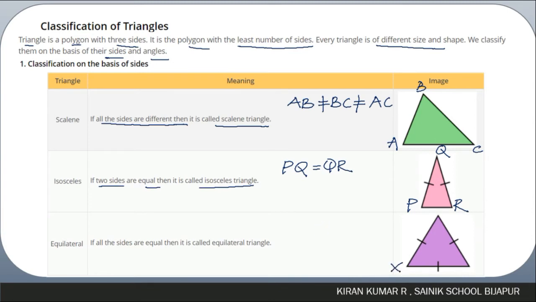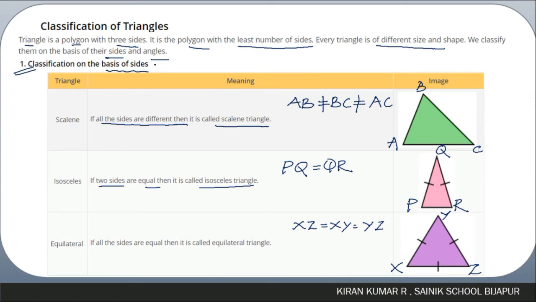Next in line, we have the equilateral triangle. In this triangle, we have XY equal to XZ equal to YZ. All the three sides are equal to each other. This is all about classification on the basis of sides.